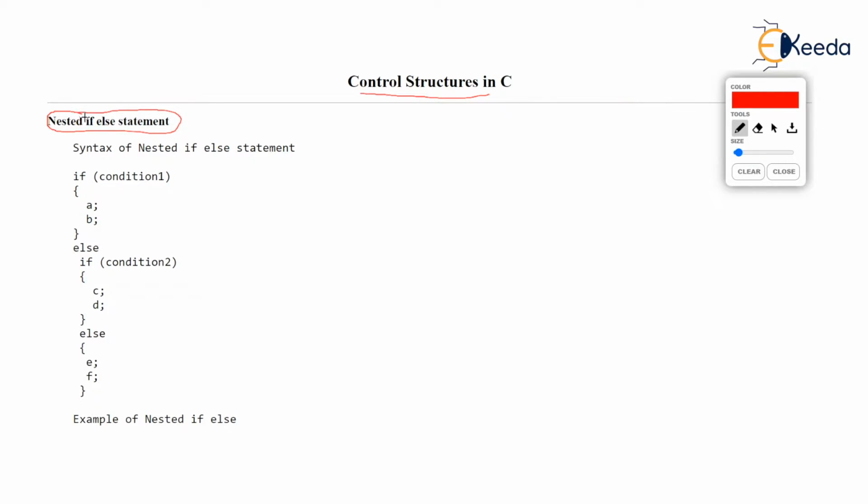Now, to start with, the grammar of nested if else is: we have an if, and in the first if we have some condition, let's call it condition 1, some boolean condition which will evaluate to true or false. If this condition is true, then we would like to run statements A and B. But what if this condition is false? If condition 1 is false, then we will land in else, as you see at the cursor place.